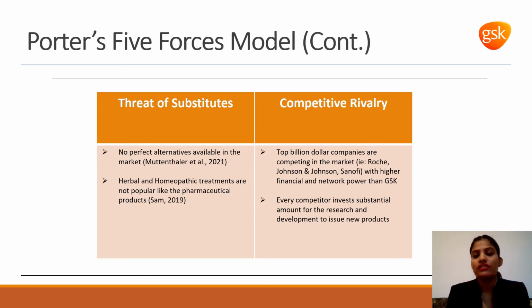And in competitive rivalry, the global industry is high because a number of international giants relying on research and development are competing in the market. The pharmaceutical industry also has a range of local market manufacturers that are intensifying the competition. Therefore, the competitive rivalry in the global pharmaceutical industry can be identified as high.